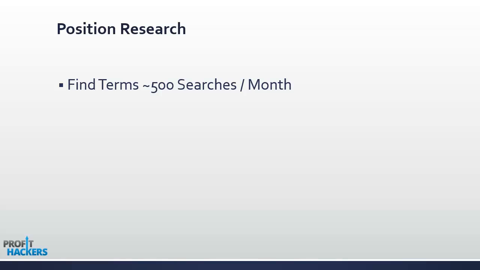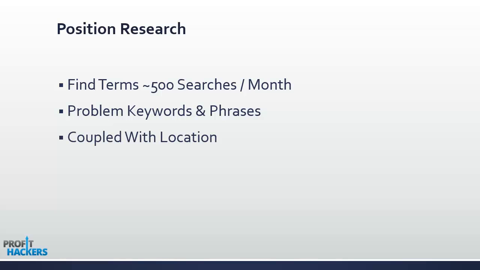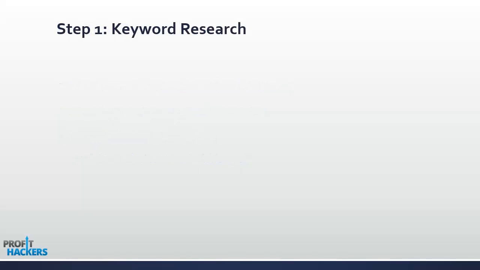So now here's how we're going to research. We're going to be looking for terms that get 500 searches a month. These are the problem keywords and phrases that people who are in trouble or have a need are looking for. Then we're going to couple that with a location. For example, I need a criminal attorney in Chicago. So the first step is to perform that keyword research.